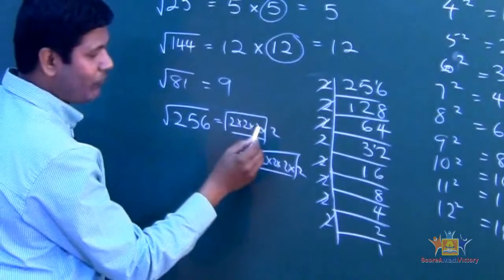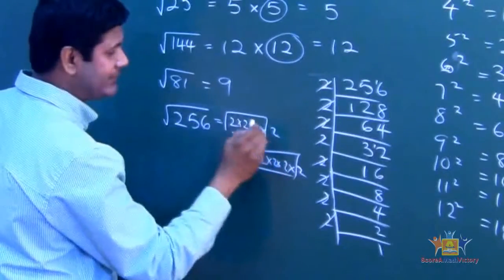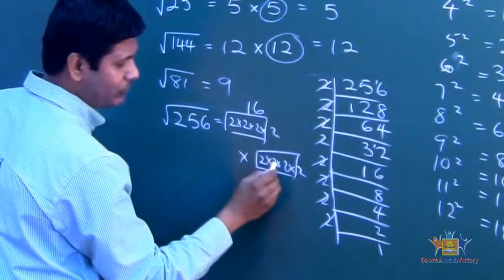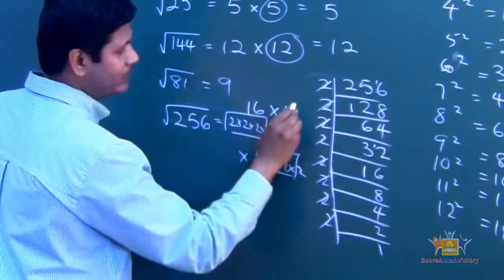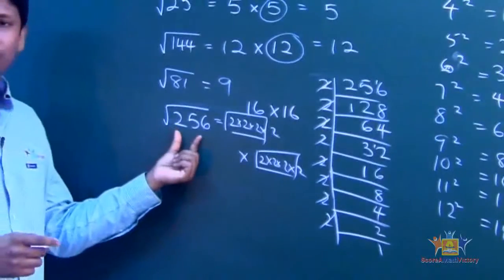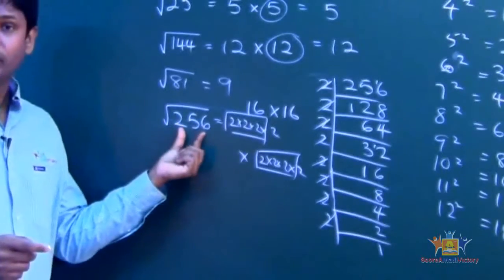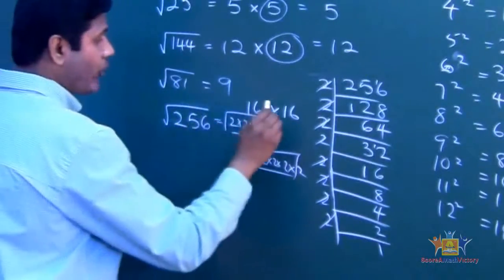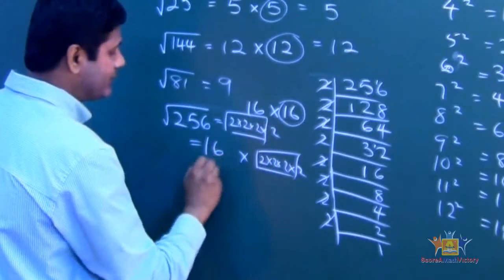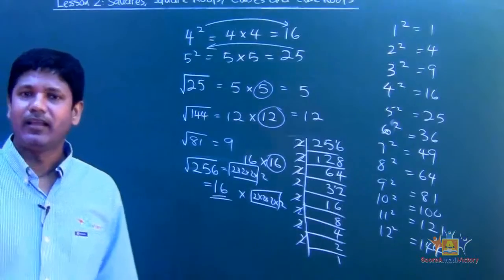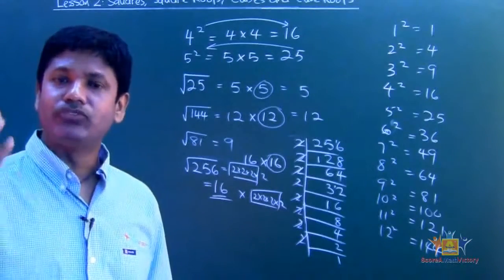2 times 2 is 4, 4 times 2 is 8, 8 times 2 is 16. So 16 times 16 gives me 256. That's a perfect square. And when I square it, I only need 1 out of that. Which means what? Equals 16. Right there. See that? That's how you find the square root.